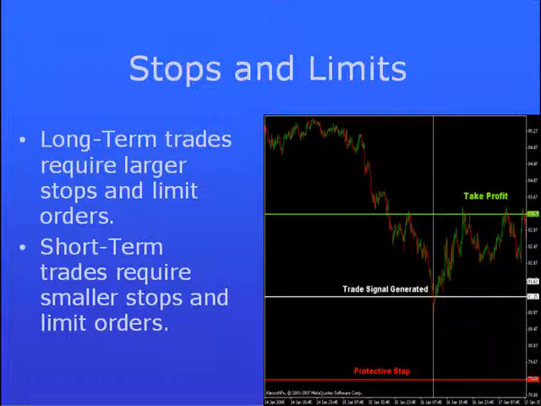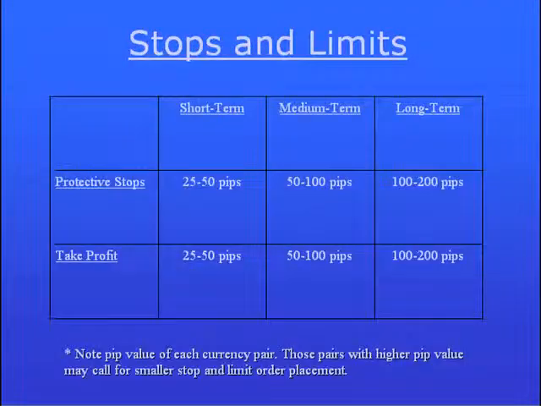In regard to stops and limits, longer-term trades typically require larger stop and limit orders, whereas short-term trades require smaller stop and limit orders. Generally speaking, short-term trades based on a short-term market barometer or 1-hour charts should apply a 25 to 50 pip stop and limit order. Medium-term trades based on a medium-term or 4-hour chart market barometer usually require 50 to 100 pip stop and limit orders. Long-term trades based on a long-term market barometer, also daily chart market barometer, usually require between 100 to 200 pip stop and limit orders.